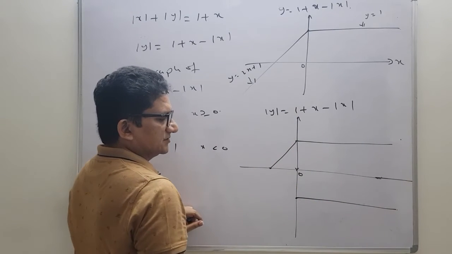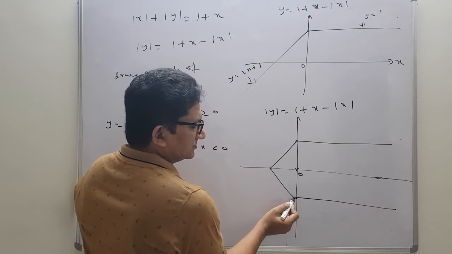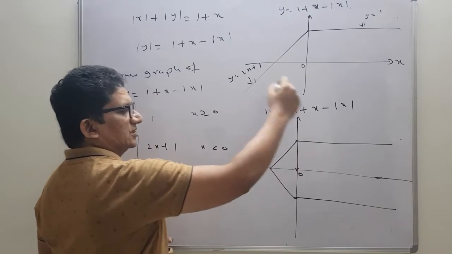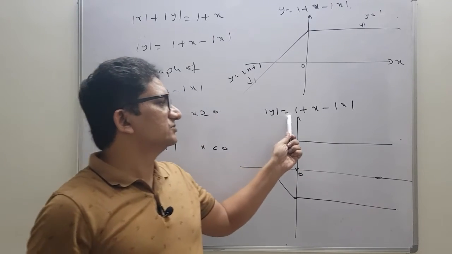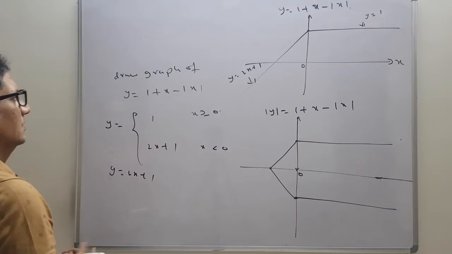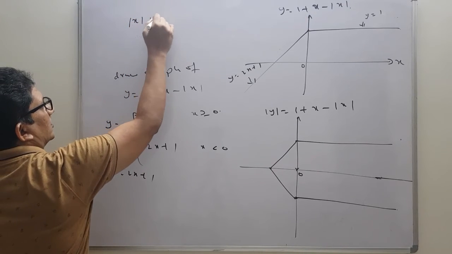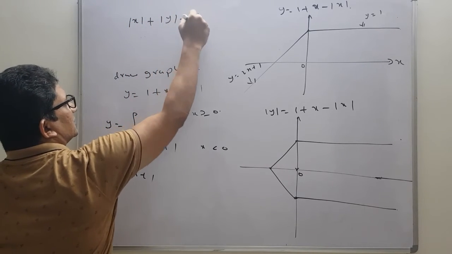Okay, along the x-axis. Now the reflection of this one will come like this. So this is your total graph, modulus of y equals 1 plus x minus mod x. Next question: modulus of x plus modulus of y equals 1.